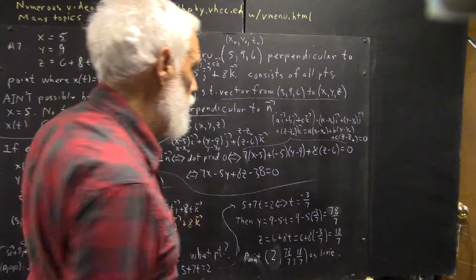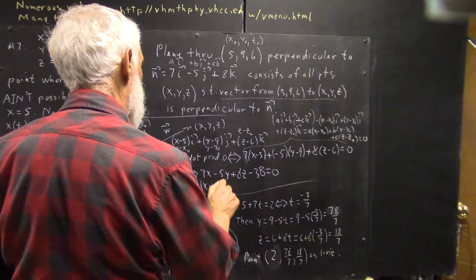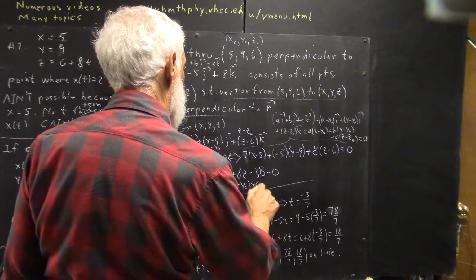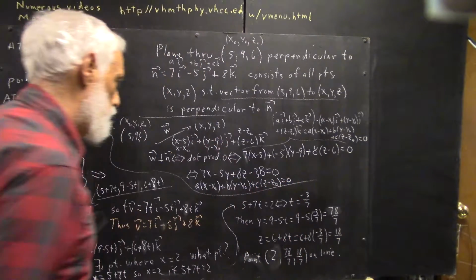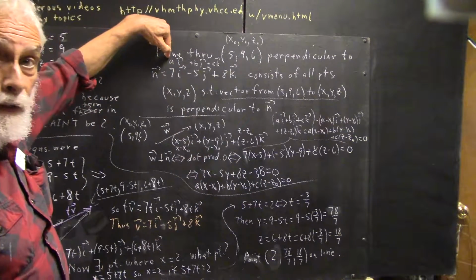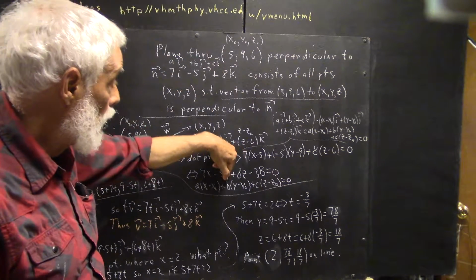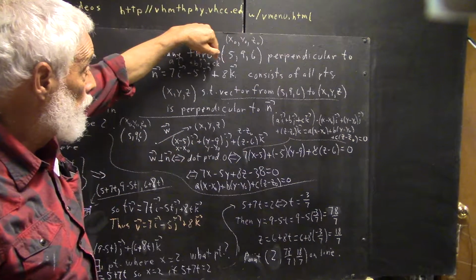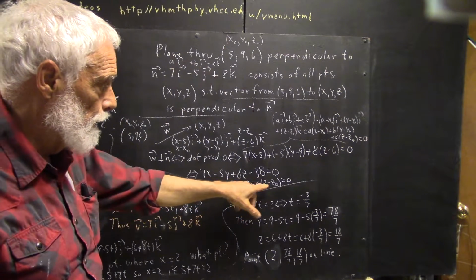So our equation in general is just a times x minus x naught plus b times y minus y naught plus c times z minus z naught equals 0. We see that in this equation the coefficient of x is always the coefficient of i on our normal vector. The coefficient of y is always b, which is the coefficient of j. C is always the coefficient of k. And instead of x, we got x minus x naught, y minus y naught, z minus z naught.